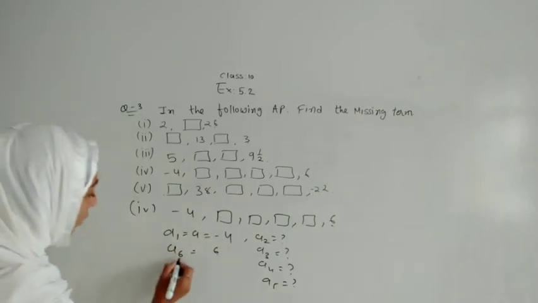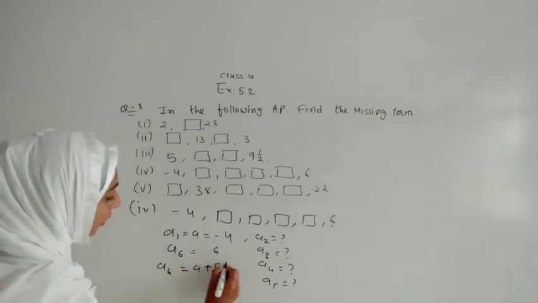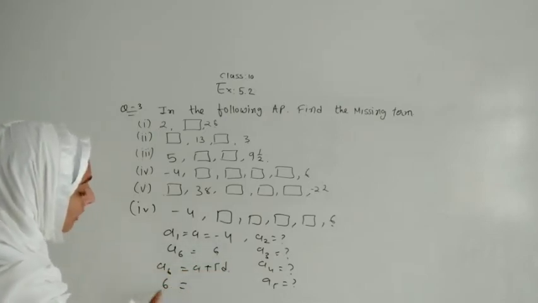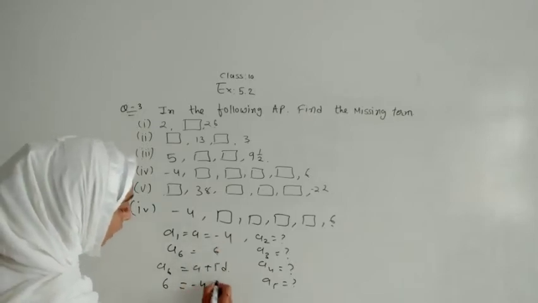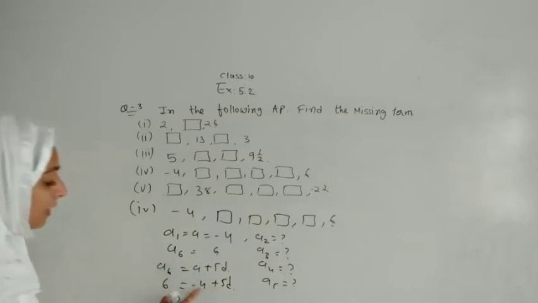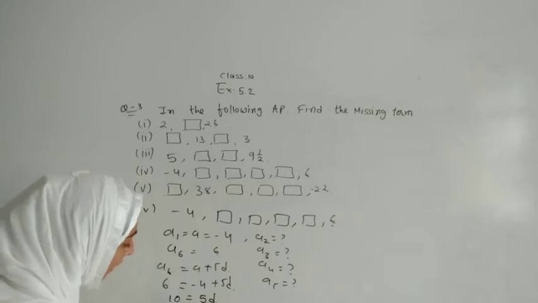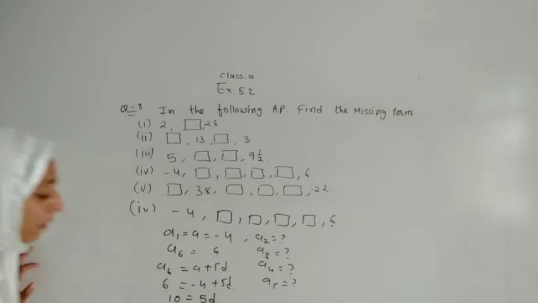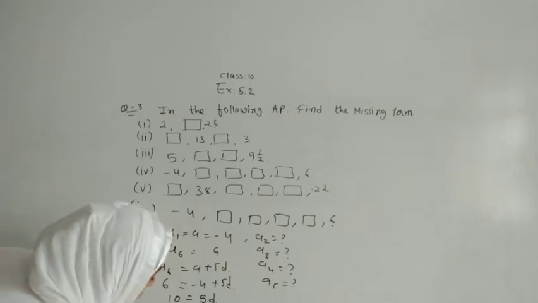So here what we will do, A6 को हमें लिखना है, A6 एक्चुअली में क्या है, that is A plus 5D. So in the place of A6 I will write that 6. A we are having as -4 and this is 5D. So if it is going that side, so it will make plus 6 plus 4 will make 10 and that is equals to 5D. So if we are finding D, it will become 10 by 5 and 5 2s are 10. So D we got as 2.